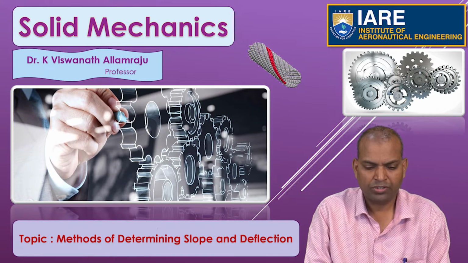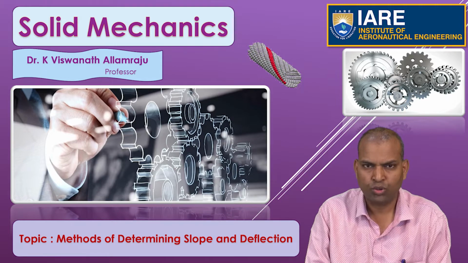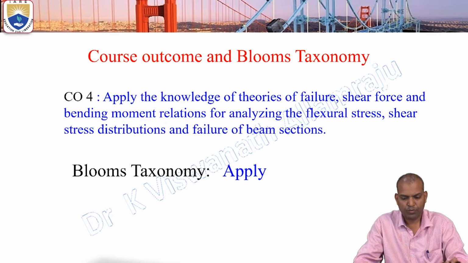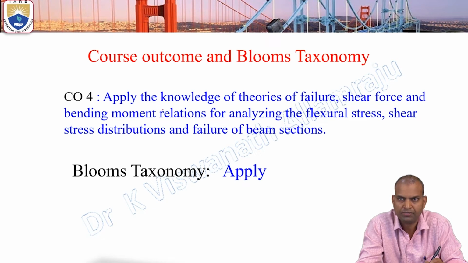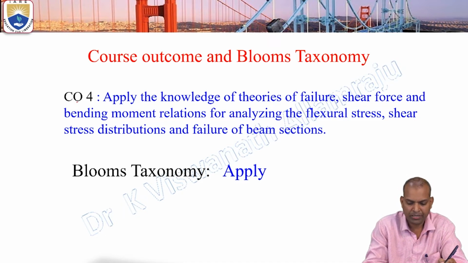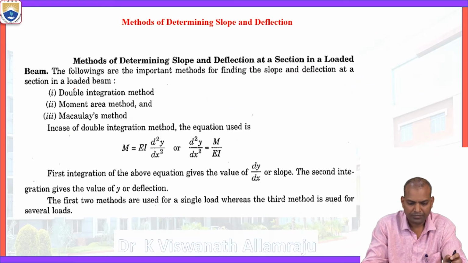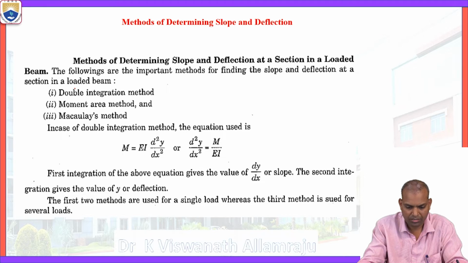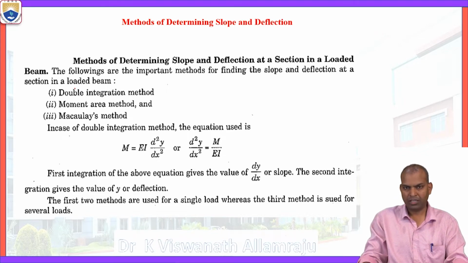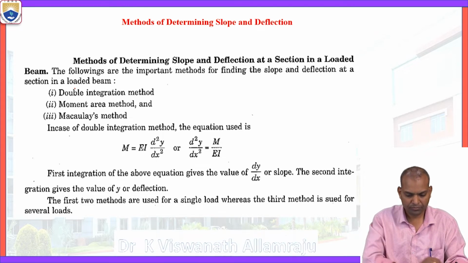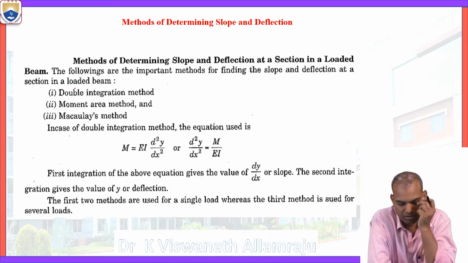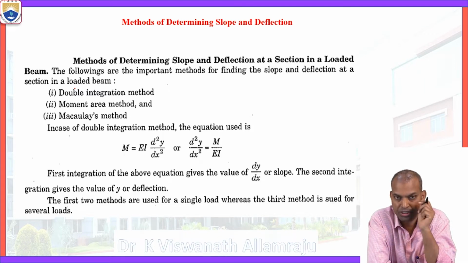So, the session we are going to study here is methods of determining slope and deflection. The course outcome and Bloom's taxonomy related to this session: deflection, apply the knowledge of theory, course outcome 4, and Bloom's taxonomy level 4. And here there are various methods of determining the slope and deflections. There are 3 methods here in order to find out the deflections. Let us recapitulate the concepts behind this: what is the slope and deflection.